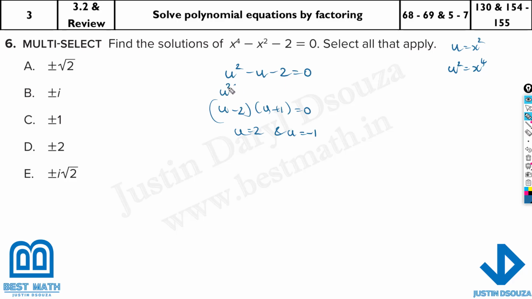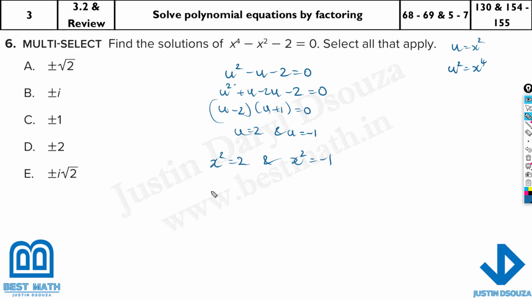So u times u is u power 2. U times 1 is plus u, minus 2u and minus 2. That is equal to 0. And then what next? That's done for the u, but u is not the answer. These are the values, right? You need to put x squared over here. So u is equal to 2, so x squared is equal to 2, and x squared is equal to minus 1.